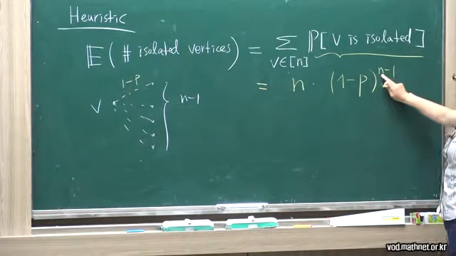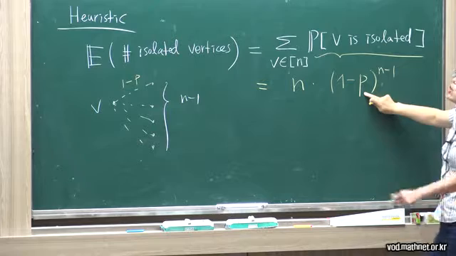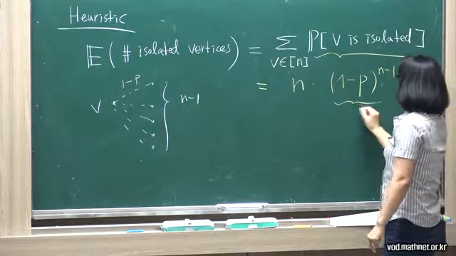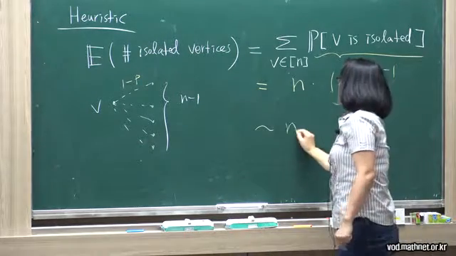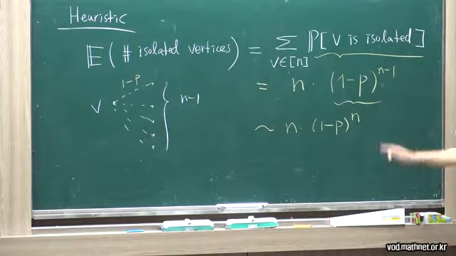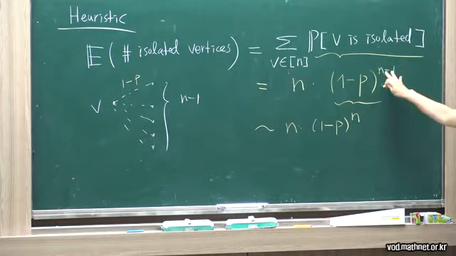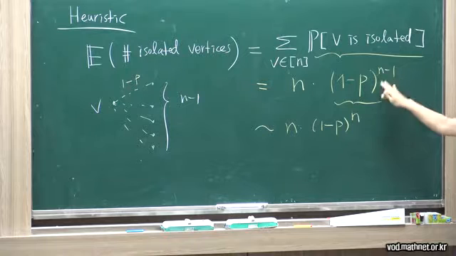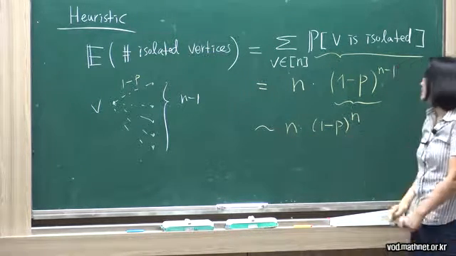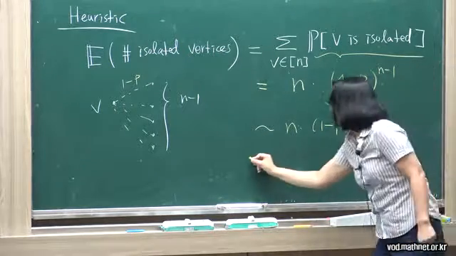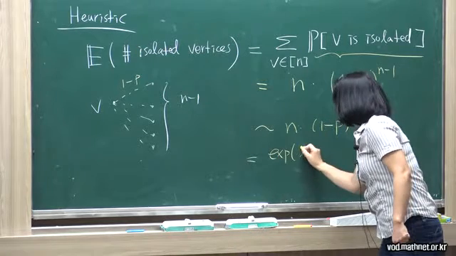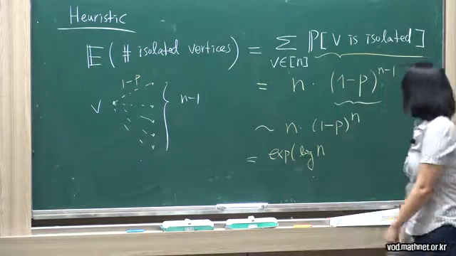As I said, n is very large. p is almost log n over n, which means for large n, this quantity is roughly the same as 1 minus p to the n. The n-1 you cannot see through the minus 1 from my glass. I do not recognize it. So it's roughly that. Then an easy exercise from analysis tells me that this is the same as the exponent of, the exp log scheme we often use.